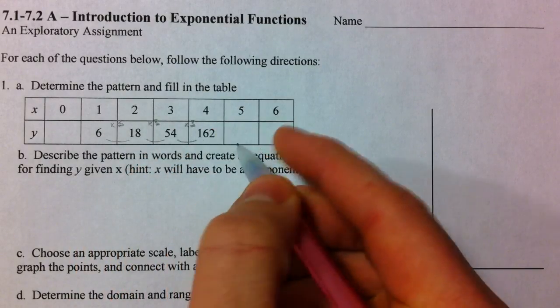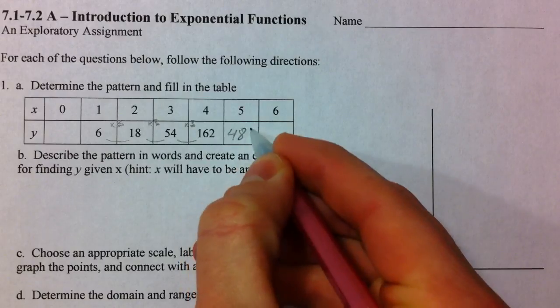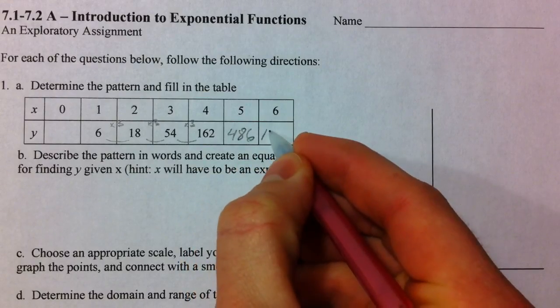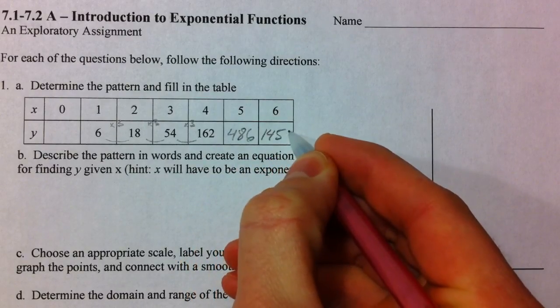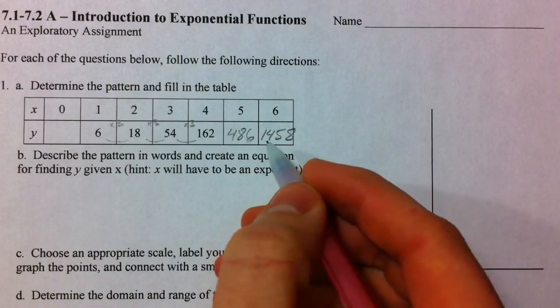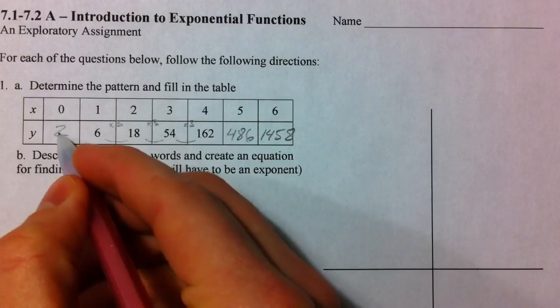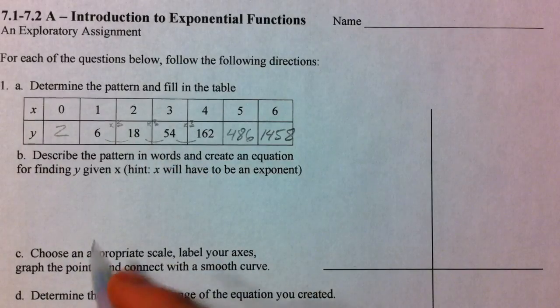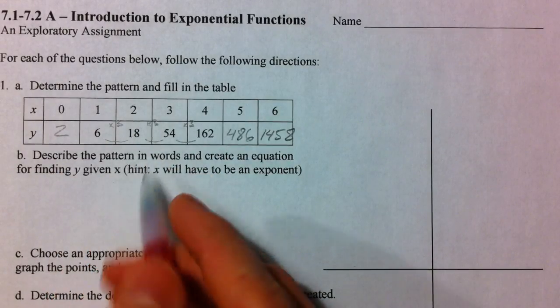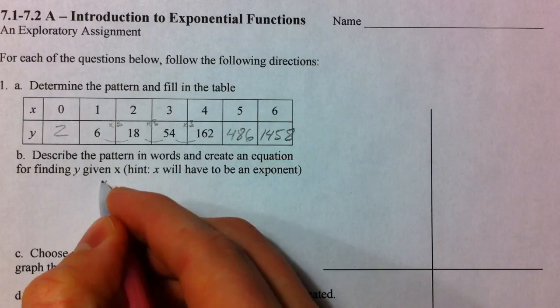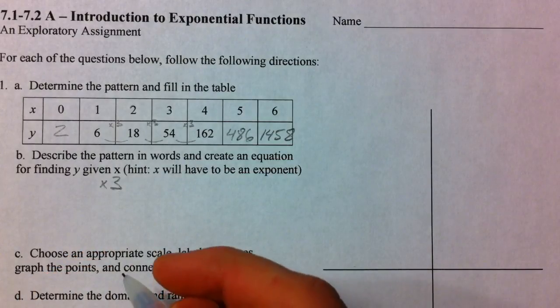So if we multiply 162 by 3, we get 486, and by 3 again, we get 1,458. If we divide by 3, we get 2, so that's when x is 0, y is going to be 2. So if we're talking about describing the pattern in words, we're talking about multiplying each one by 3.